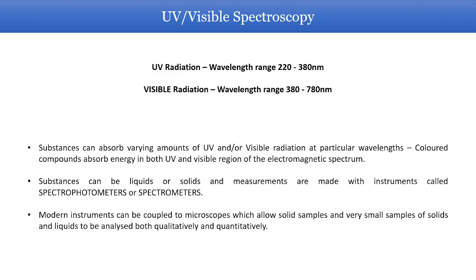Then we spoke about the UV visible spectroscopy. UV has a range from 220 to 380 nanometer, and visible radiation from 380 to 750 nanometer. Substances can be liquids, solids, anything, but the measurements are made with instruments called spectrophotometers or spectrometers.